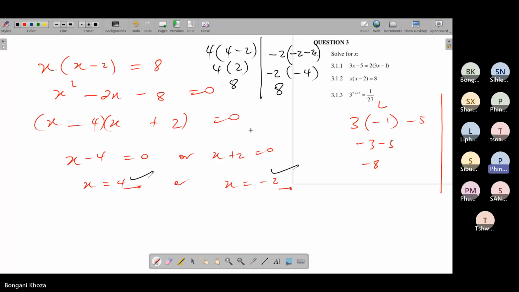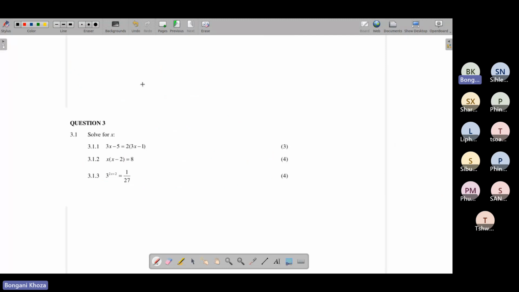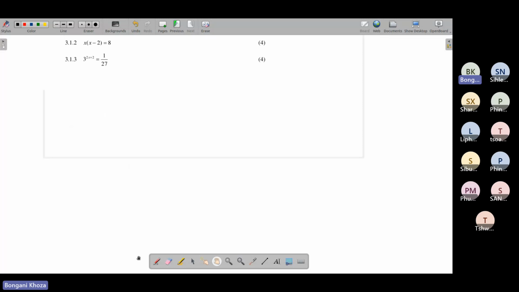Nah. No. All right. Last question over here, we are given 3 exponent 2x plus 2 equals 1 over 27. Right. So the trick here is to turn this to have a base of 3.